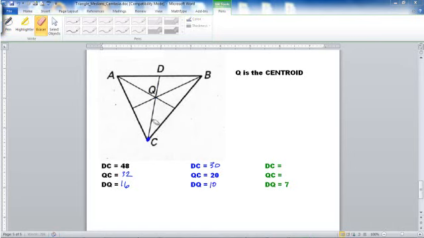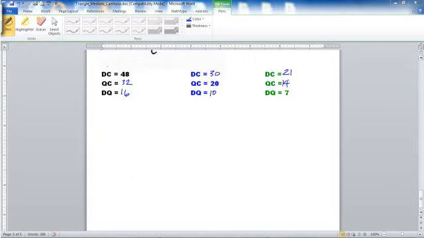Again, same median, different information. I gave you DQ, which is 7, so that's that little part right there, 7. Double the little part to get my bigger part, 14. So QC is 14, and then add 7 plus 14 to get 21. And those are the shortcuts and little help for working with medians.